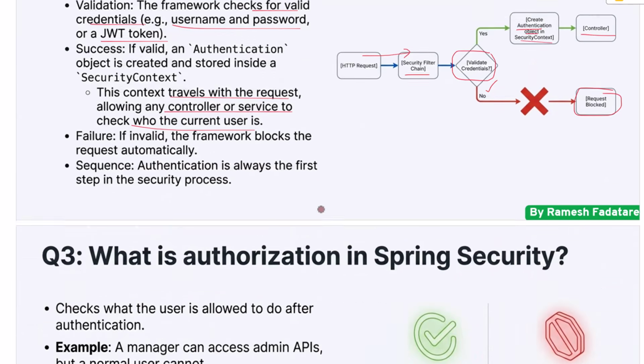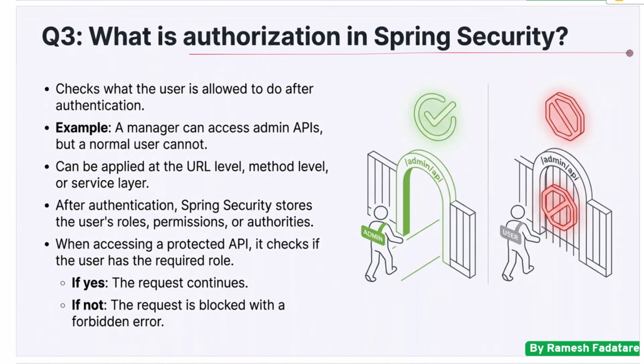The third question is, what is authorization in Spring Security? Authorization checks what the user is allowed to do after authentication. For example, a manager should be able to access admin APIs, but a normal user should not. Spring Security allows you to apply authorization at URL level, method level, or service layer.